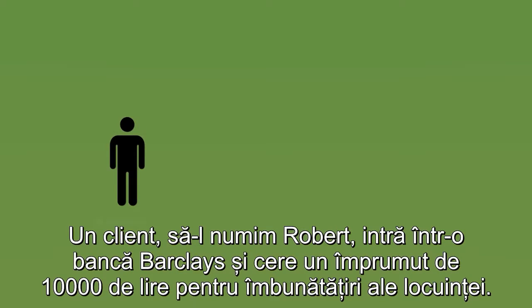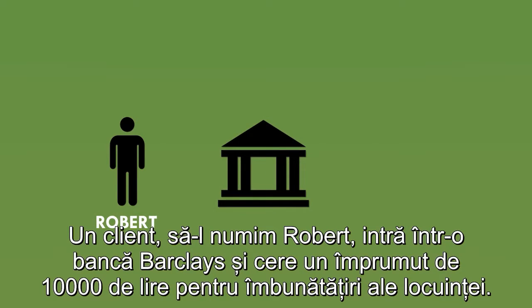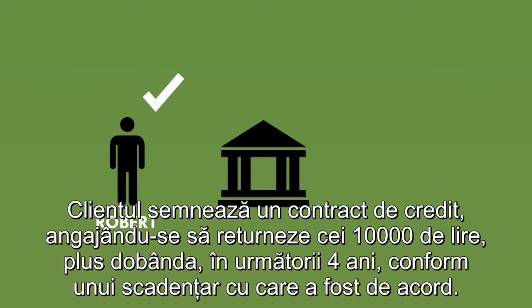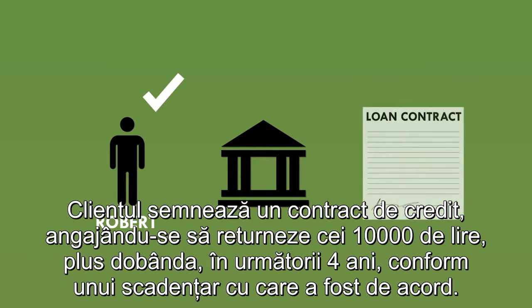A customer, who we'll call Robert, walks into a Barclays bank and asks to borrow £10,000 for home improvements. Barclays runs a quick automated credit check and decides that the customer can be relied on to keep up repayments on the loan. The customer signs a loan contract promising to repay the £10,000 plus the interest over the next 4 years, according to an agreed monthly schedule.